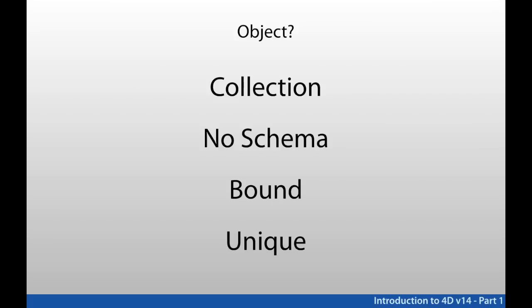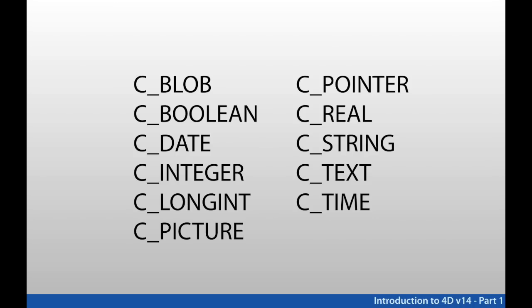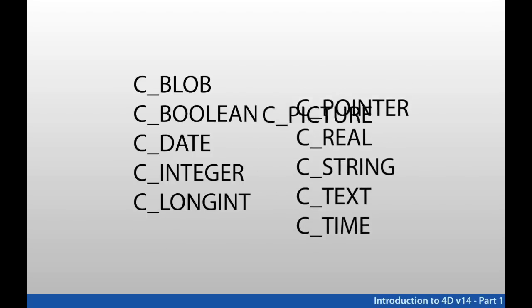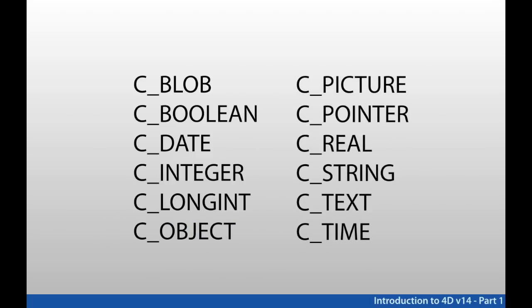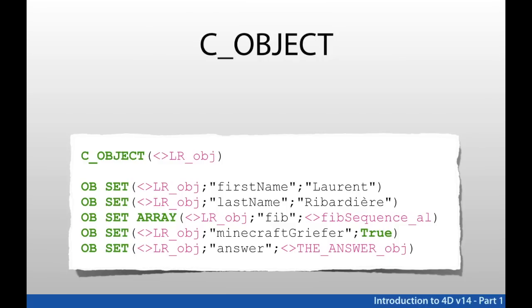Okay. So what are objects in 4D? As I said in the beginning, it's a new type. So it joins our list of types. It's called C_object, or that's the typing definition anyway. That's how you declare an object. Being that it is a built-in native 4D object, of course, there is a whole new theme of commands to deal with objects. Sorry, I skipped one part here. Let me give you an example. You might want to see how they work.